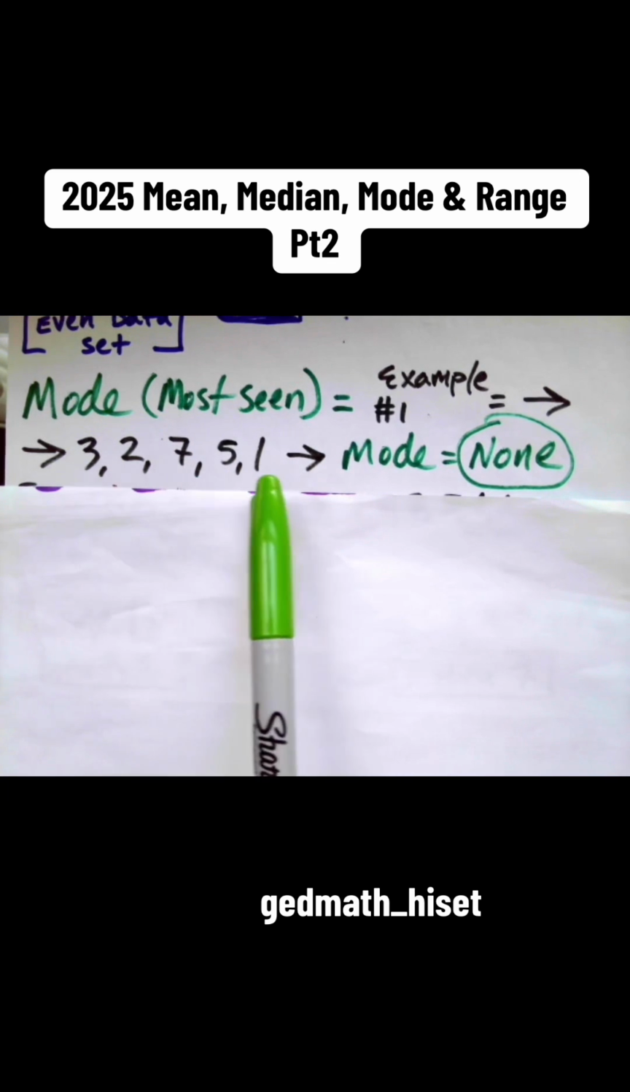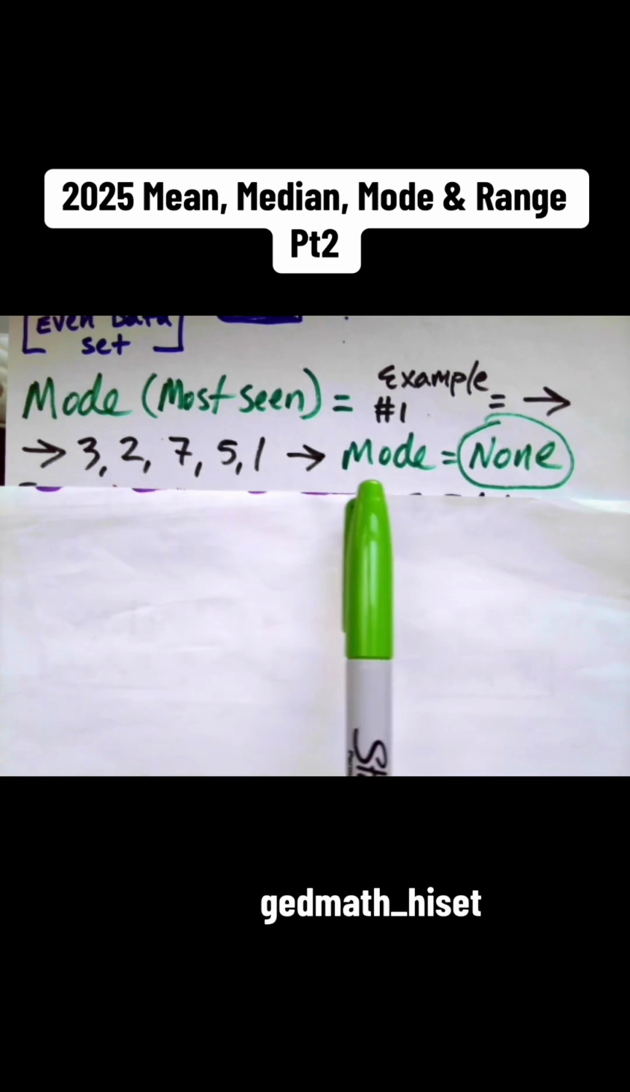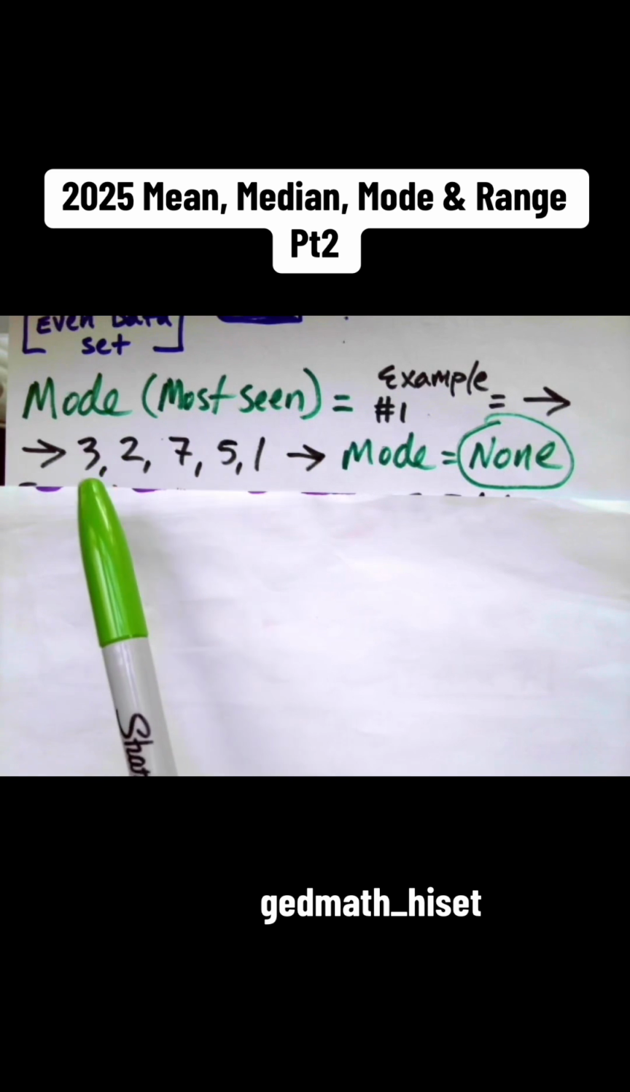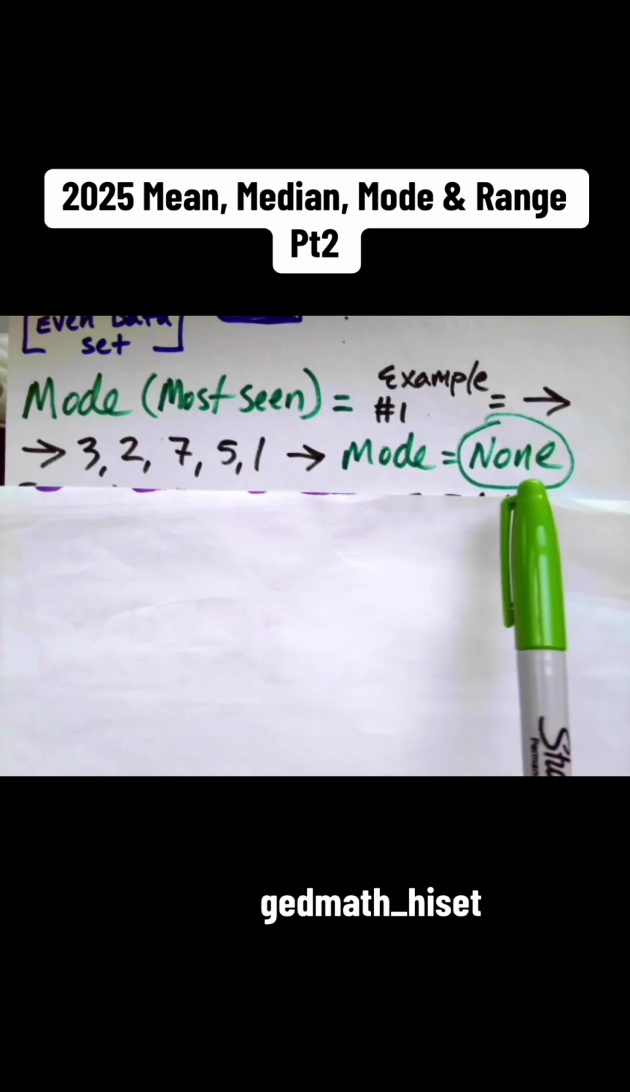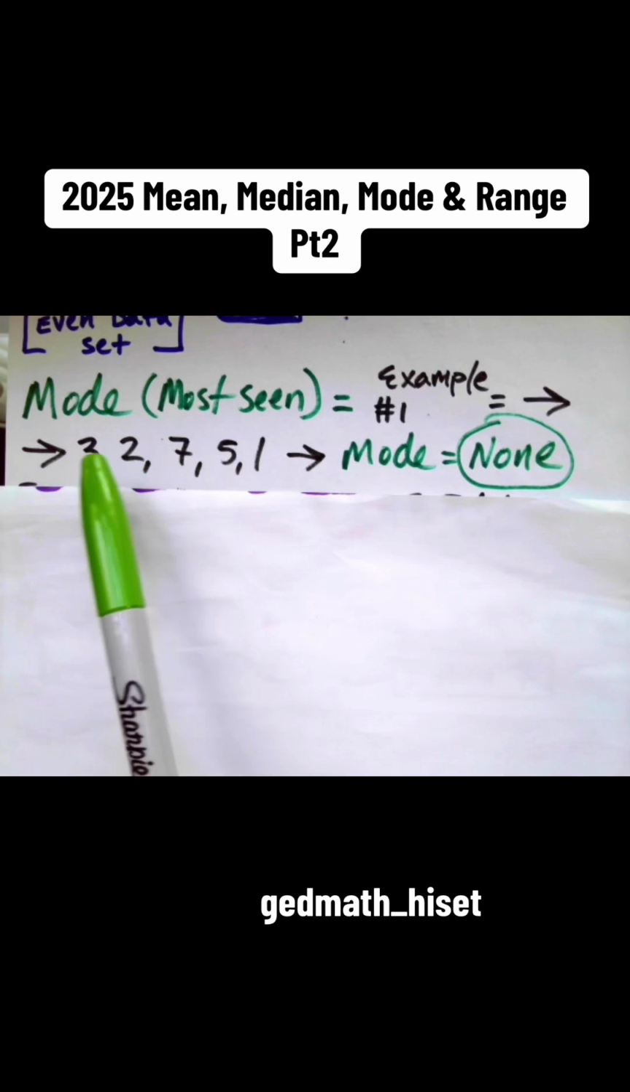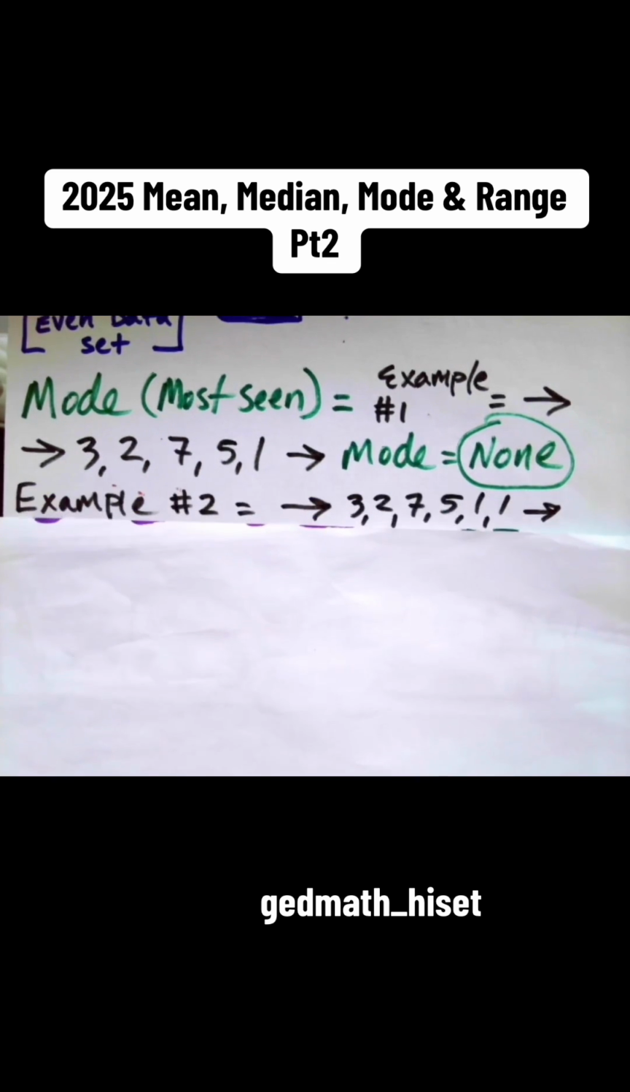But here there is no number that repeats most often, right? What is most seen in this mode? None. So your answer will be none. The mode in this data set is none. No numbers repeat themselves. So let's give you another example.